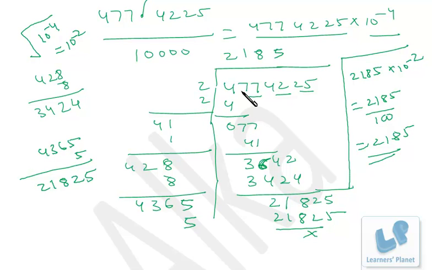Okay, so square root of this expression is what? 21.85. The method is the same, only there's a difference of decimal. So first of all, you have to remove the decimal, just convert them into a power of 10, then find out the square root of the number, then write the decimal at its correct place. Okay, I hope you are clear.